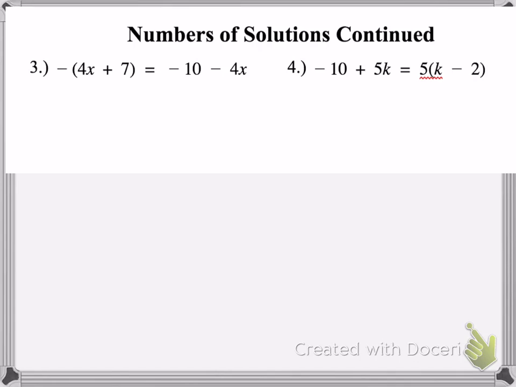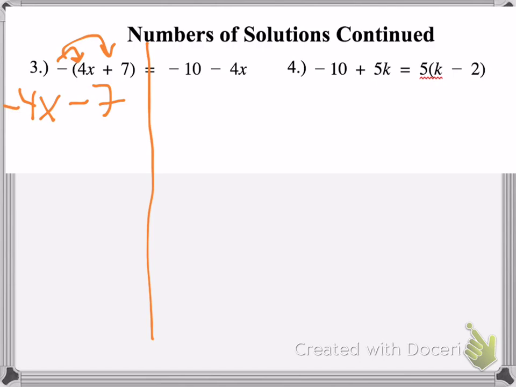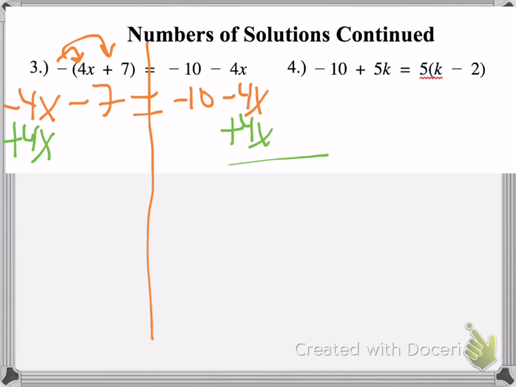So let's do this one. Distributing first. We'll distribute this negative, so negative 4x, and distribute this negative, minus 7. Then over on the other side, we've got negative 10 equals negative 4x. So what I'm going to do is deal with those variables. I'm going to add 4x because that's going to cancel it out. We got a minus and a plus. We're going to add 4x to each side.